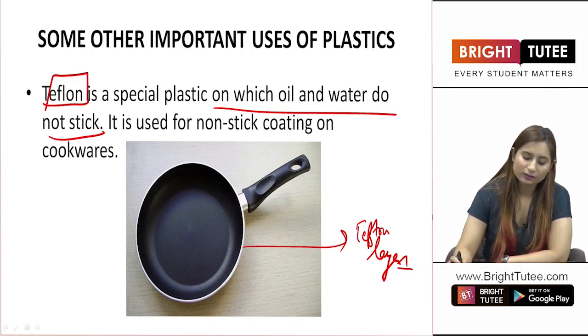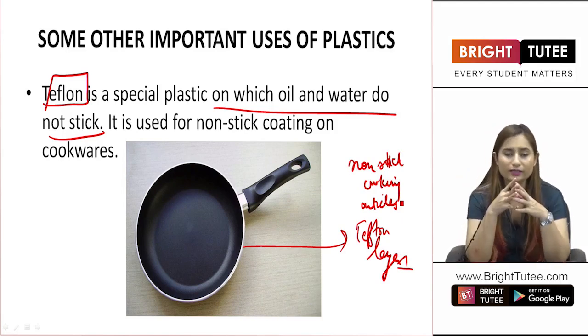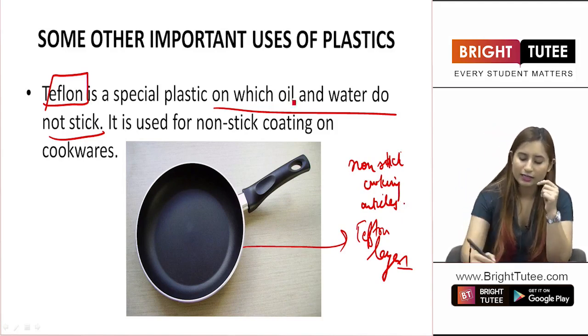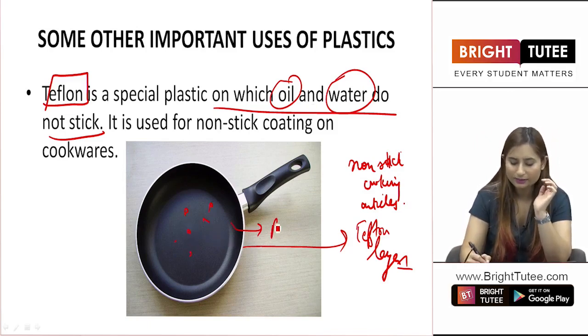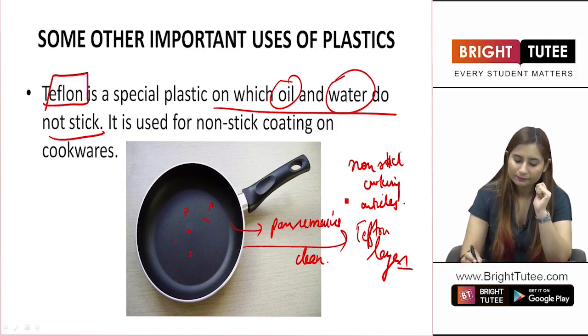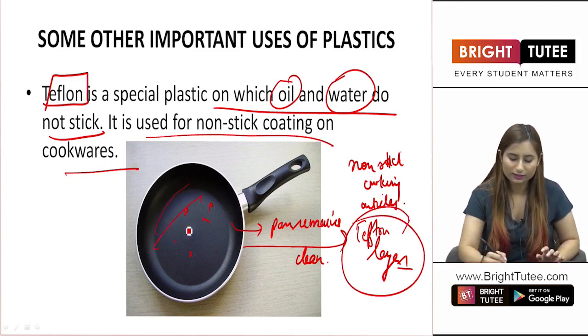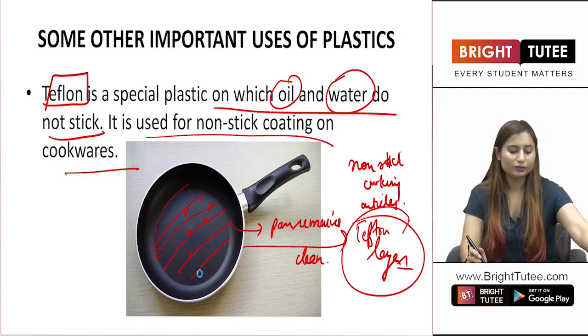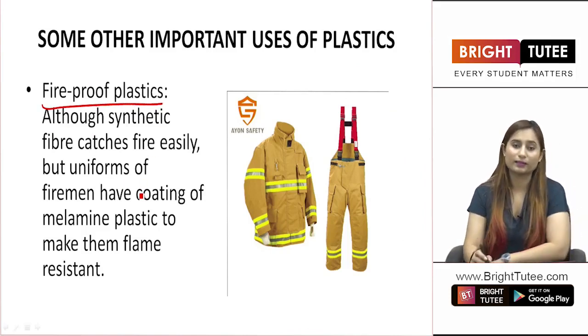This is because Teflon helps us in making non-stick cooking articles such as pans or different kinds of other instruments. We use Teflon on which oil and water do not stick. They stay on the surface but they do not stick to it, so that the pan remains clean, right? Now students, it is used for non-stick coating on cookware. As I told you, Teflon is used for coating this pan, right? So these were some important uses of plastics. Another use is fireproof plastics.